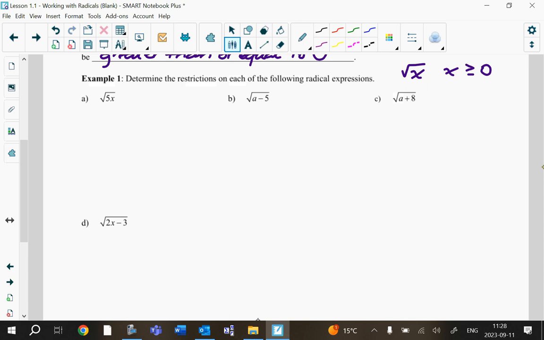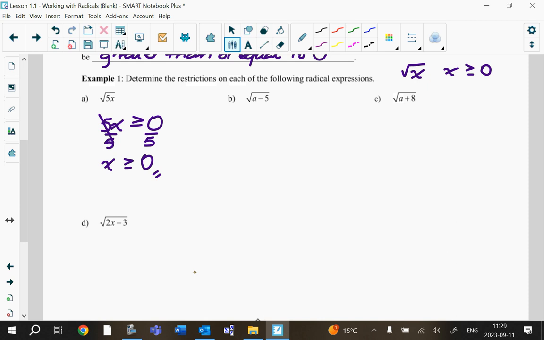And that's how you do it. I can use this expression as long as whatever I plug in for x, 5 times x has to be bigger than or equal to 0. Now solve for x. How do you get x by itself? Divide both sides by 5. And you get x is greater than or equal to 0. That's the restriction. You can use the expression square root of 5x as long as x is greater than or equal to 0.